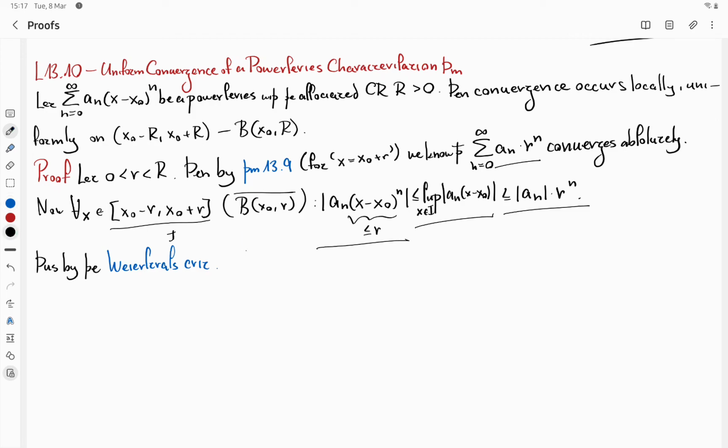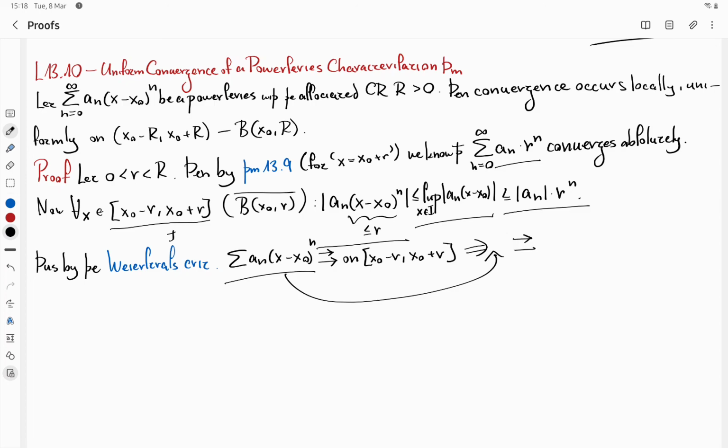we have that the series of an x minus x0 converges absolutely on the interval as we were talking about. Right? But this by definition means then that this series converges locally, absolutely, on the open set that we were given at the beginning. And this concludes this proof.